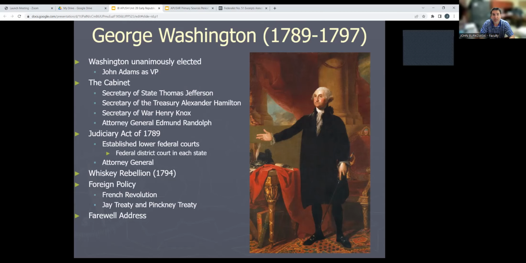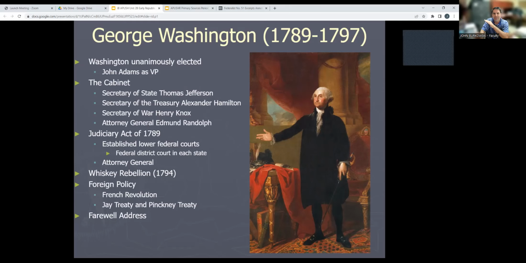This is an all-star cabinet, and interestingly, he chooses the best personnel for these offices. He's not concerned about patronage and loyalty to some party or anything like that. He chose these men because they were the best for the job, according to him. That's what he wants. Again, setting precedent here.